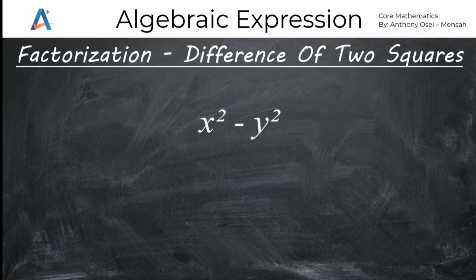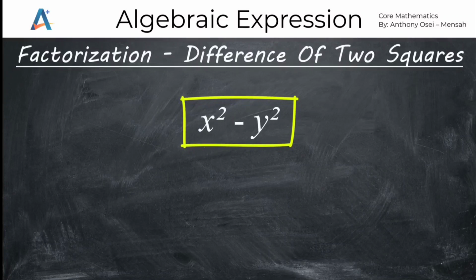Now I have x squared minus y squared. This is a typical example of difference of two squares. There are two squares, which are x squared and y squared, and there is a subtraction sign which represents difference. So we can conclude that this expression is difference of two squares.